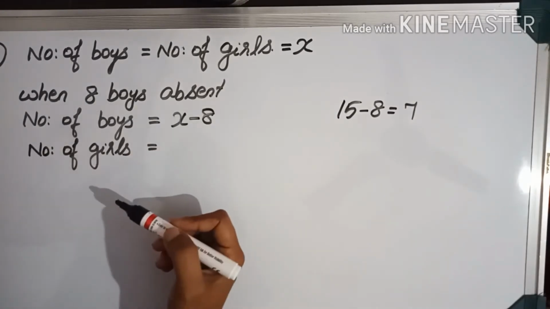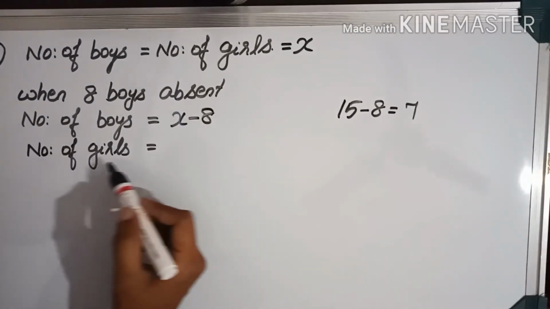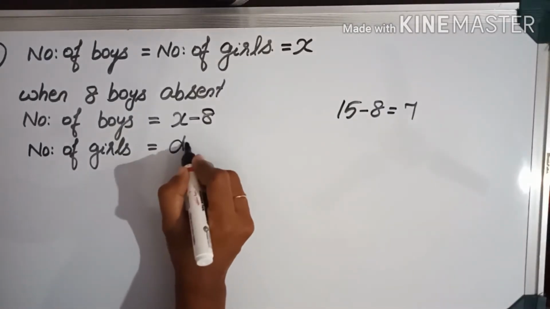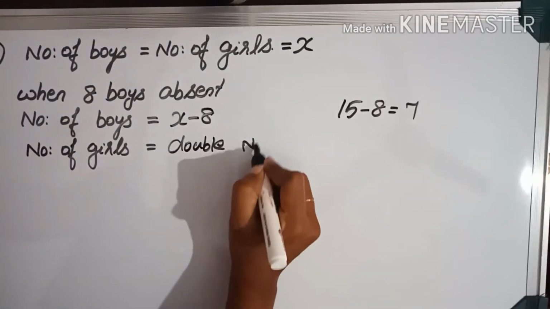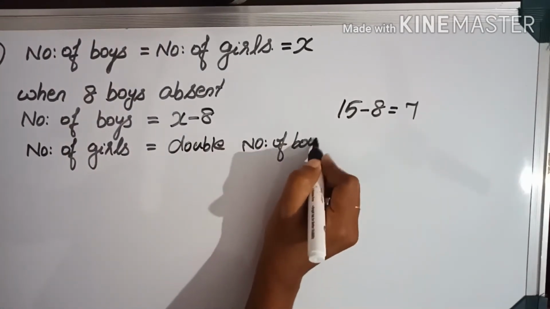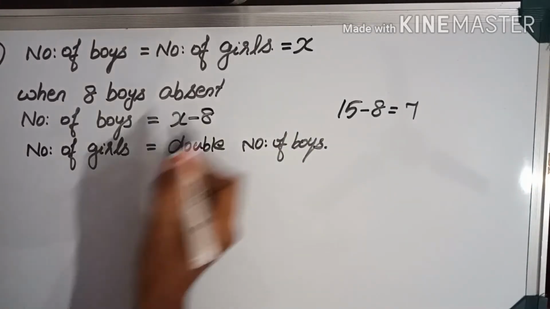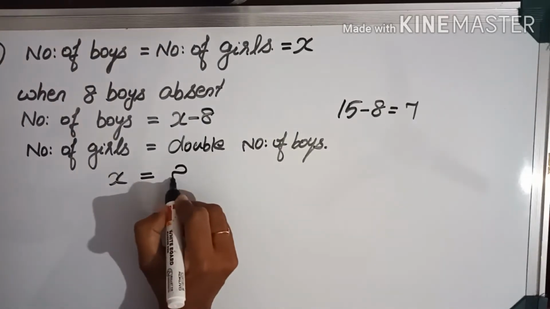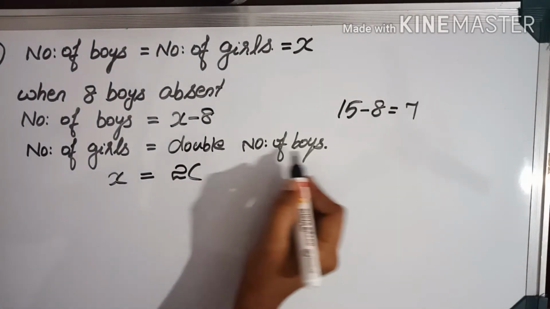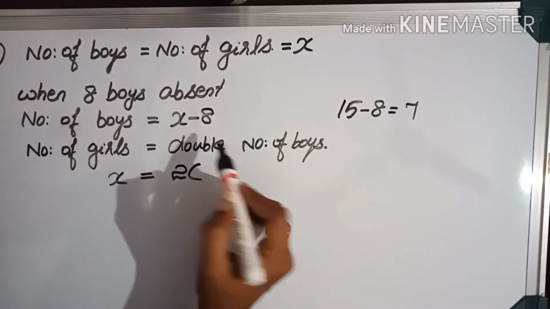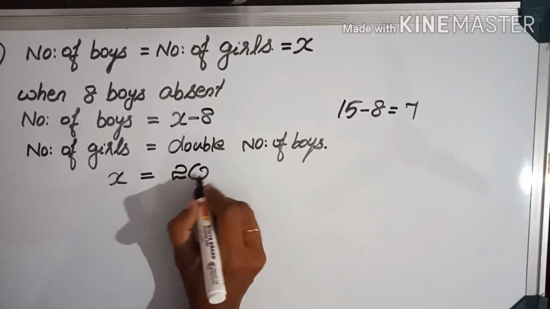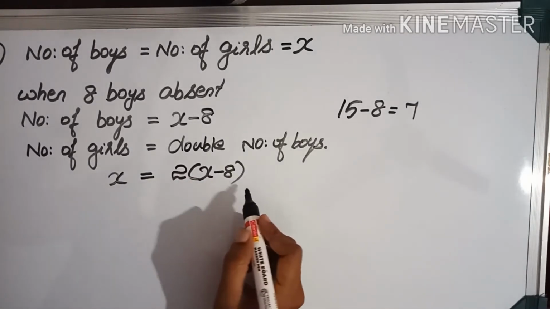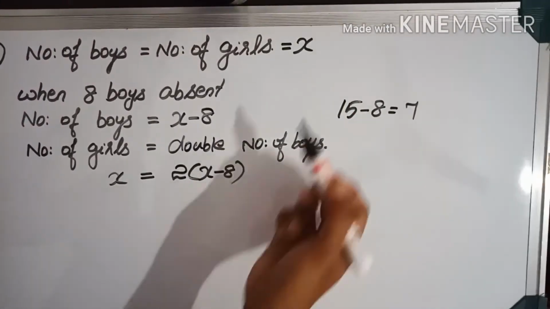On that particular day X minus 8 is the number of boys present. Now one more thing is given. On that particular day, when the 8 boys are absent, the number of girls is double the number of boys. This is the statement given. So the number of girls, X, equals double, that is 2 into the number of boys, which on that day is X minus 8. So X equal to 2 into X minus 8. Now from this we have to find the number of boys and girls, that is X.